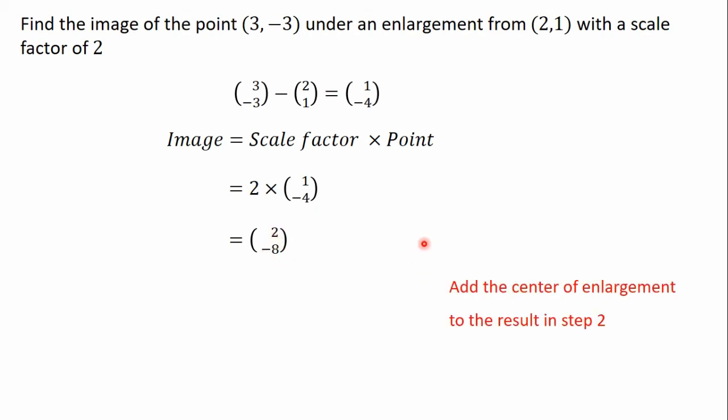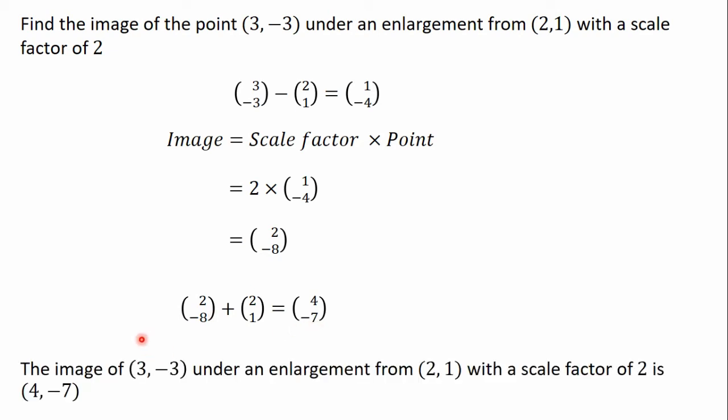The third and final step says that to get our image, you have to add the center of enlargement, which is 2, 1, to the result in step 2. The result in step 2 is 2, minus 8. So we are going to add 2, minus 8 to 2, 1. You have 2, minus 8 plus 2, 1. 2 plus 2 will give us 4, minus 8 plus 1 will give us minus 7.